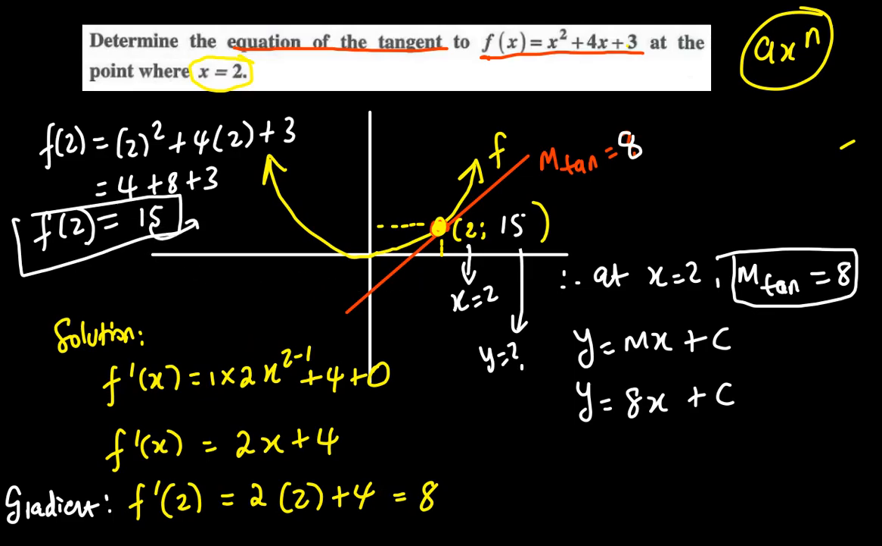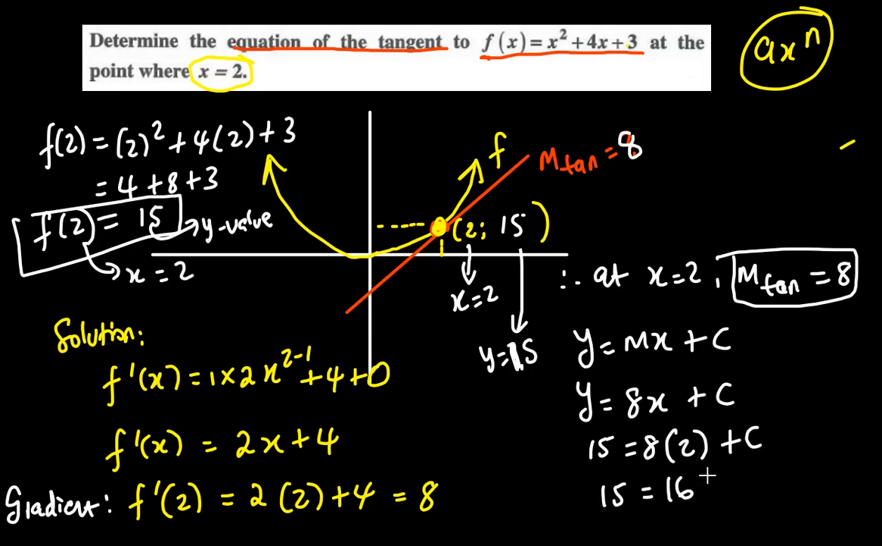Remember, this is the y value when x is 2. Alright, so that is what we substitute here. Now that we have x and then we have y as our 15, therefore where I see y, I'm going to put 15. Where I see x, I'm going to put 2. Okay, so I will have 15 is equal to 16 plus c. Then I can say 15 minus 16 will be c. Therefore, our c would be negative 1.